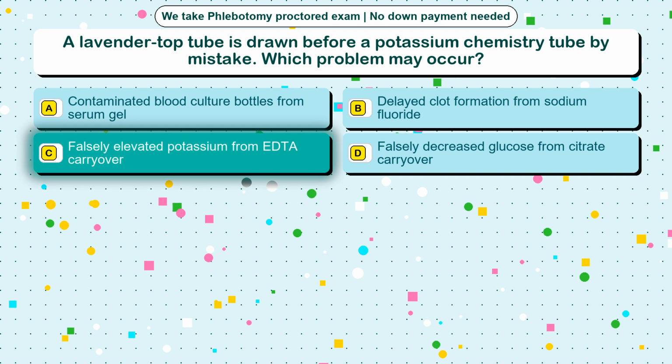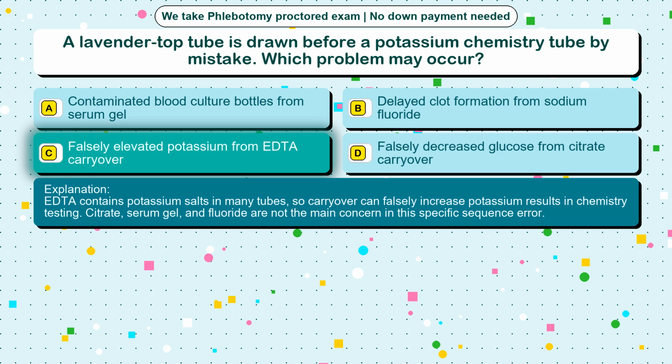The correct answer is option C. Falsely elevated potassium from EDTA carryover. EDTA contains potassium salts in many tubes, so carryover can falsely increase potassium results in chemistry testing. Citrate, serum gel, and fluoride are not the main concern in this specific sequence error.